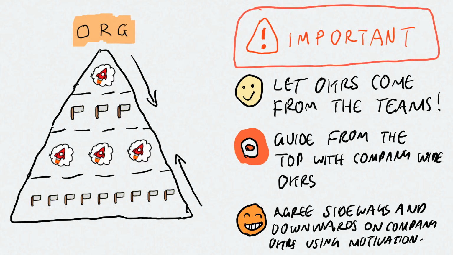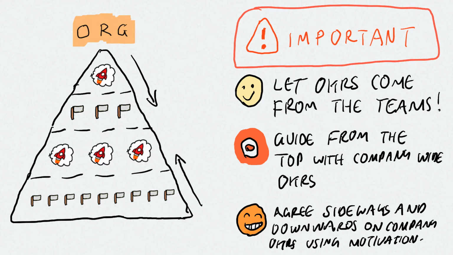Otherwise, you get into unneeded internal conflicts, political battles, which can be solved through simple one-to-one alignment sessions when setting the OKRs. So point 1 and 2 is let OKRs come from the team, but make sure everyone is focused on the same thing by guiding from the top with company-wide OKRs.